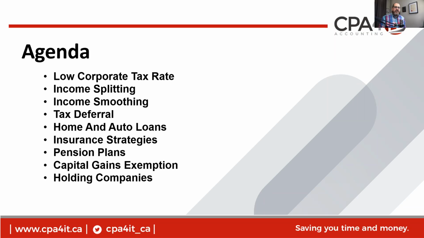These can get very advanced. They're going to range from really basic to really quite advanced. And I've done my best to try and arrange these in a bit of a hierarchy. So we're going to start with the low corporate tax rate and income splitting and income smoothing, which are really applicable to everyone and pretty straightforward.